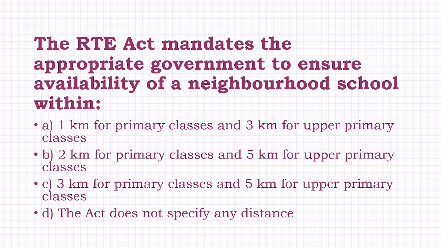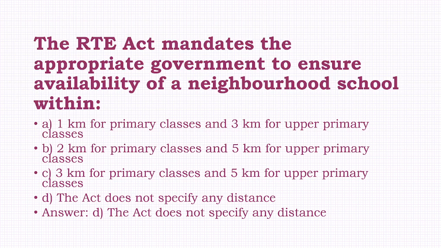The RTE Act mandates the appropriate government to ensure availability of neighborhood schools within: 1 km for primary classes and 3 km for upper primary classes, 2 km for primary classes and 5 km for upper primary classes, 3 km for primary classes and 5 km for upper primary classes, or the Act does not specify any distance. Answer of this question is option D, that is the Act does not specify any distance.